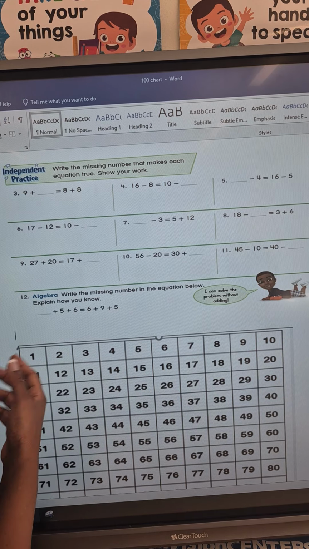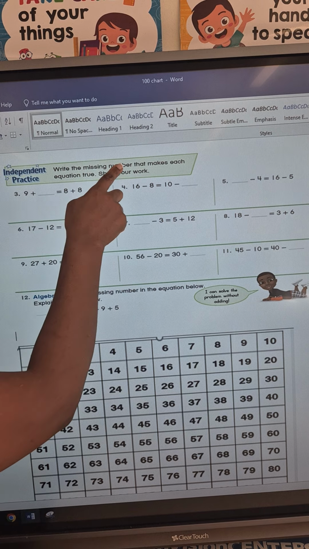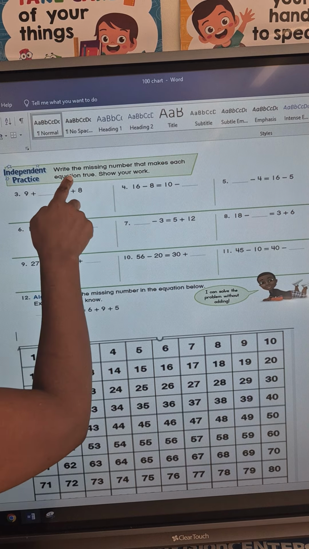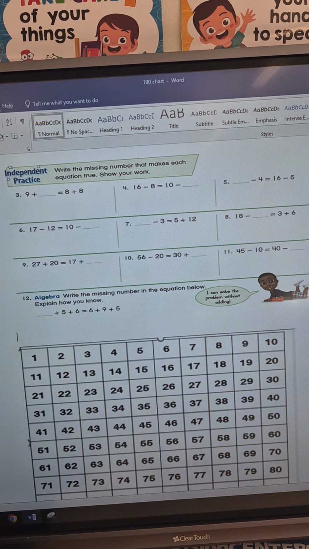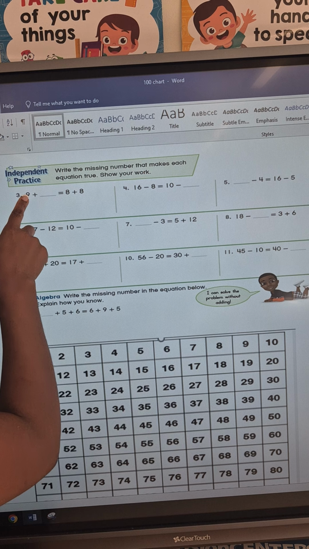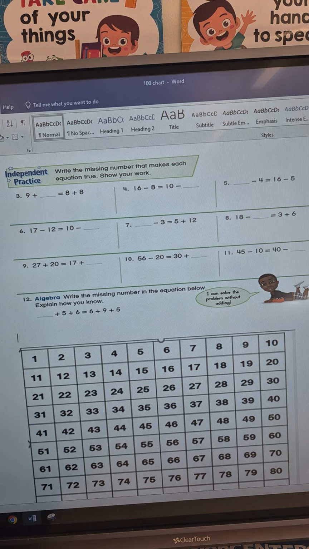Today we are going to be focusing on missing numbers. Write the missing number that makes each equation true. Show your work. First, I'm going to read number 3. 9 plus blank equals 8 plus 8.